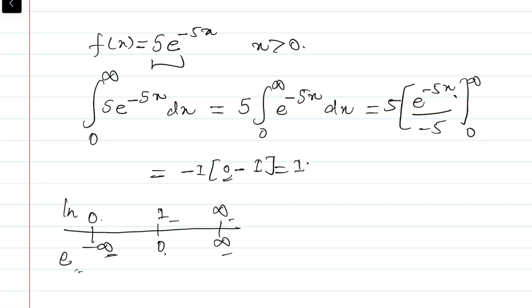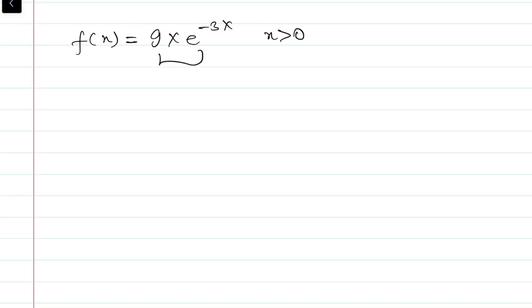Now let's do one more problem. Suppose f(x) equals 9x e to the power minus 3x, where x is greater than 0. Again, the value of the function is positive because x is greater than 0 and the exponent will always be positive. So the value is positive, and we need to integrate this to check the second condition.